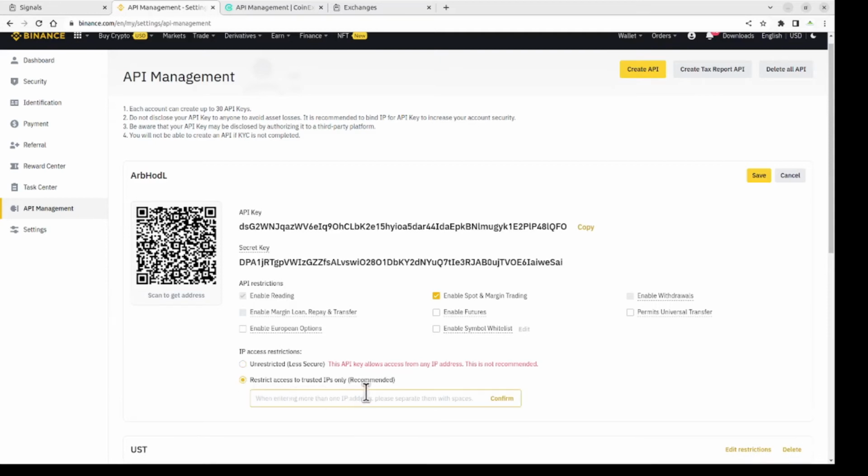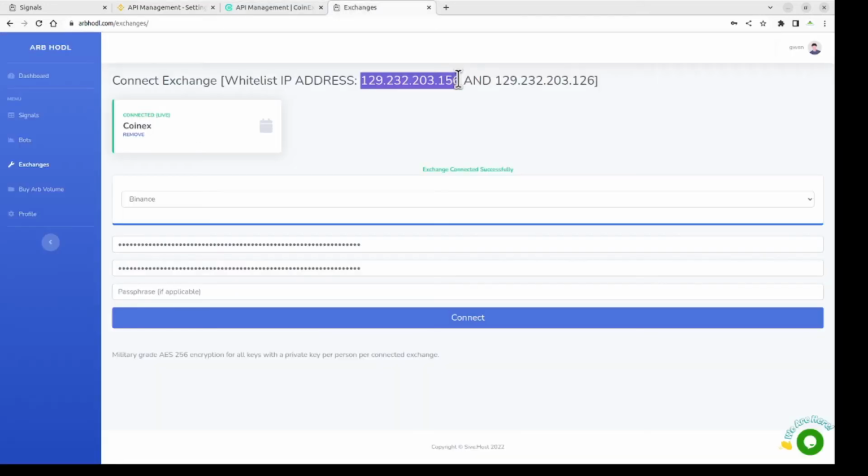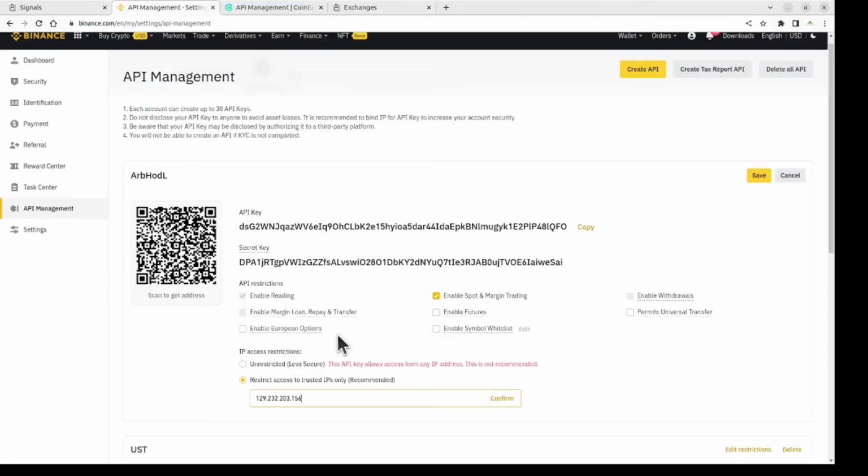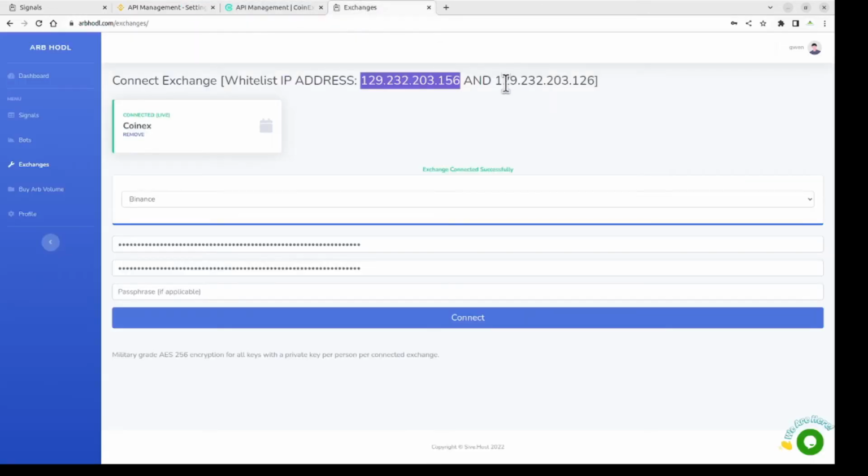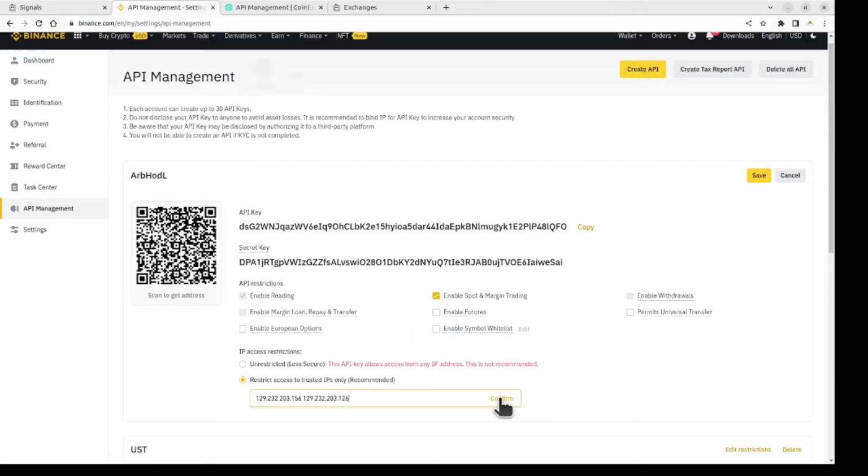As we can read, the instruction here is that the IPs need to be separated by spaces. So we copy the first IP address and paste it here. Then put space to separate them. Then copy second IP address and paste it here. Just be careful.